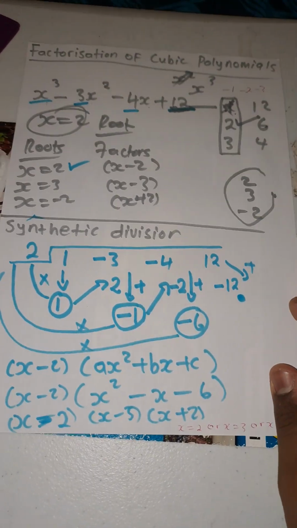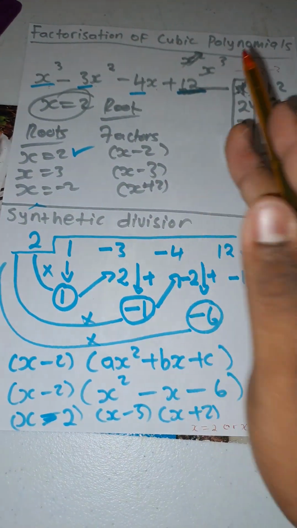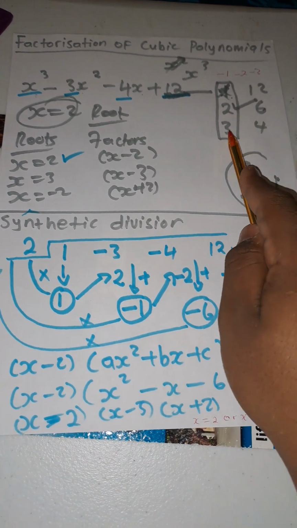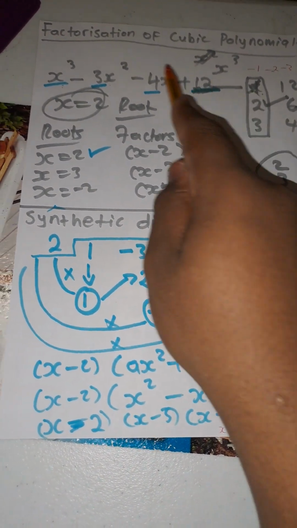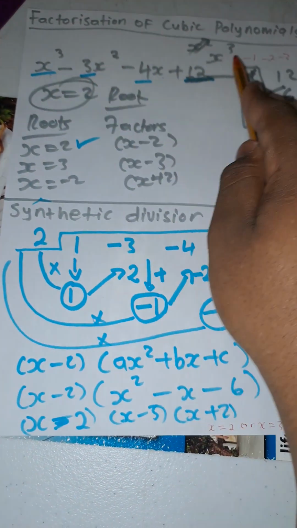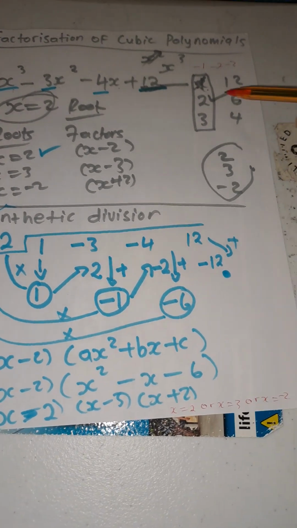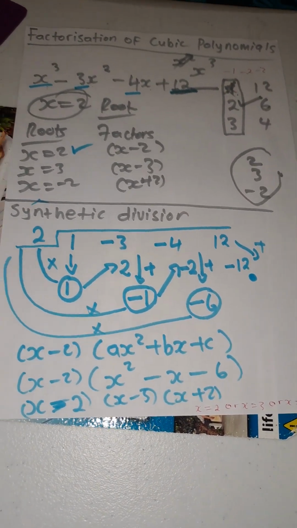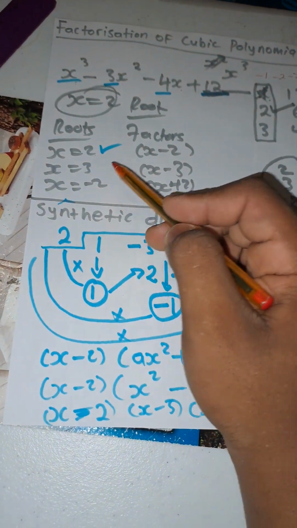So, factorization of cubic polynomials. When you are given an equation like that, you check the last term and find its factors. Then put the factors in where there is x. So use one. If you don't get zero, try another number. If the first three numbers are not giving you zero, try the negative numbers. But you have to get three roots. Like you have to get three numbers that give you what?